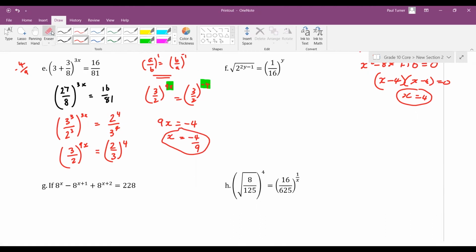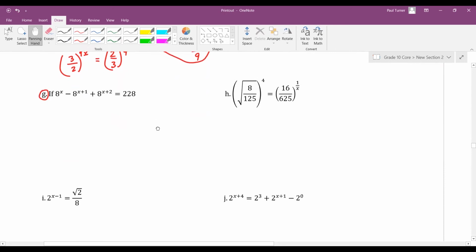If you're doing question F, I don't know if you're working ahead, but you would just square both sides and put a 2 there for that one. You can try that one yourself. But probably more important, let's go down to question G, because I want to give you ones that will help you when you do the worksheet.